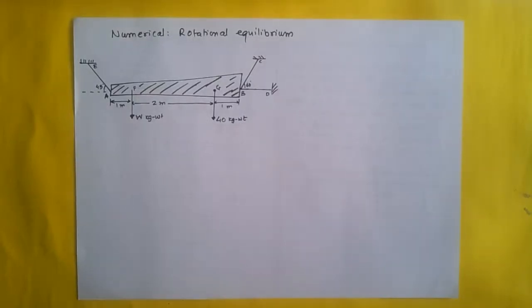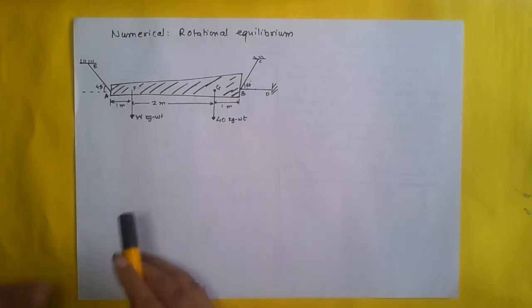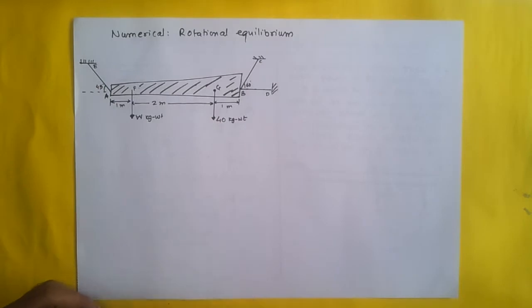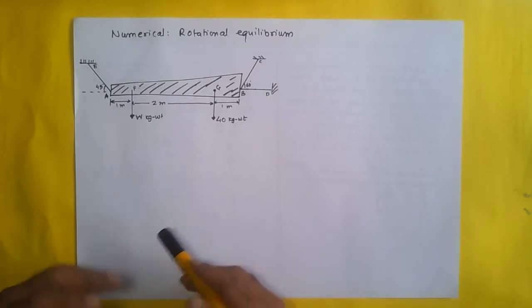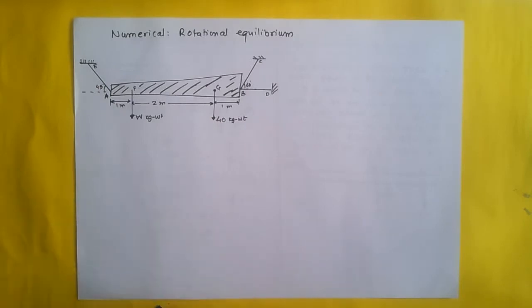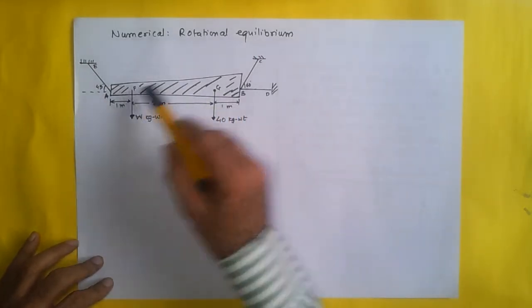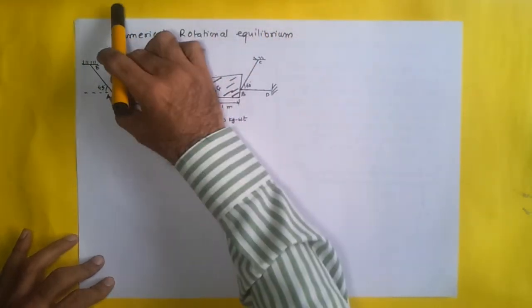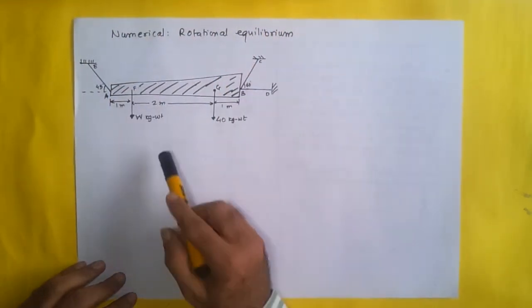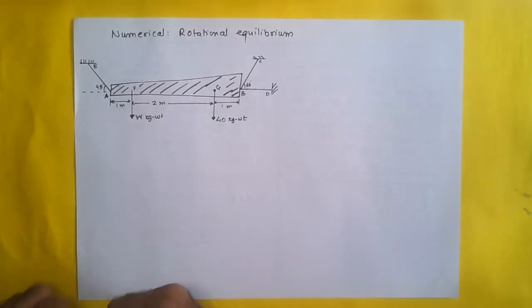One more numerical on rotational equilibrium, and this one is slightly more involved than the one which we did previously. I have drawn the diagram over here to save time, so that we can quickly start into the numerical. Okay, so we have over here a beam, which is not of uniform shape, because you can see over here the width is more, over here the width is less, and it is supported by 3 ropes.